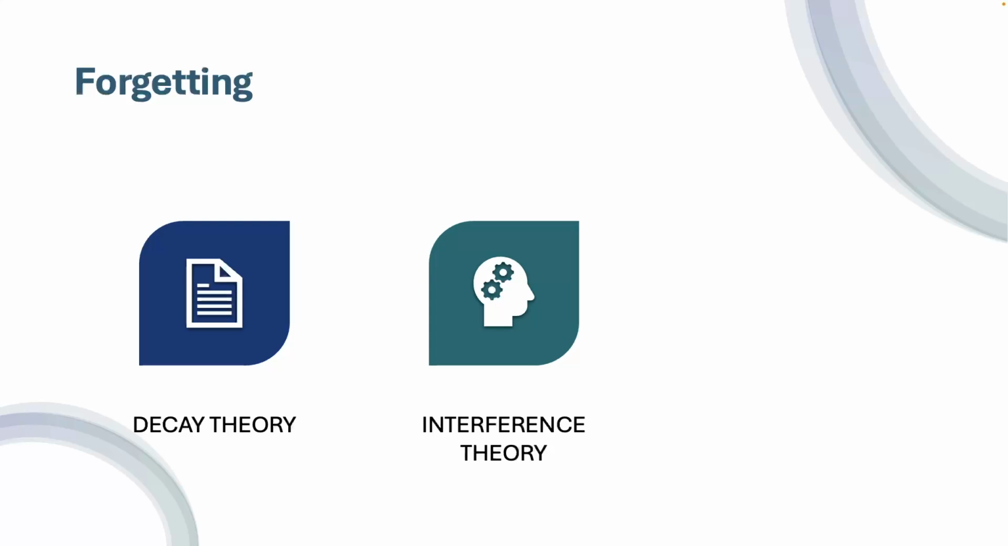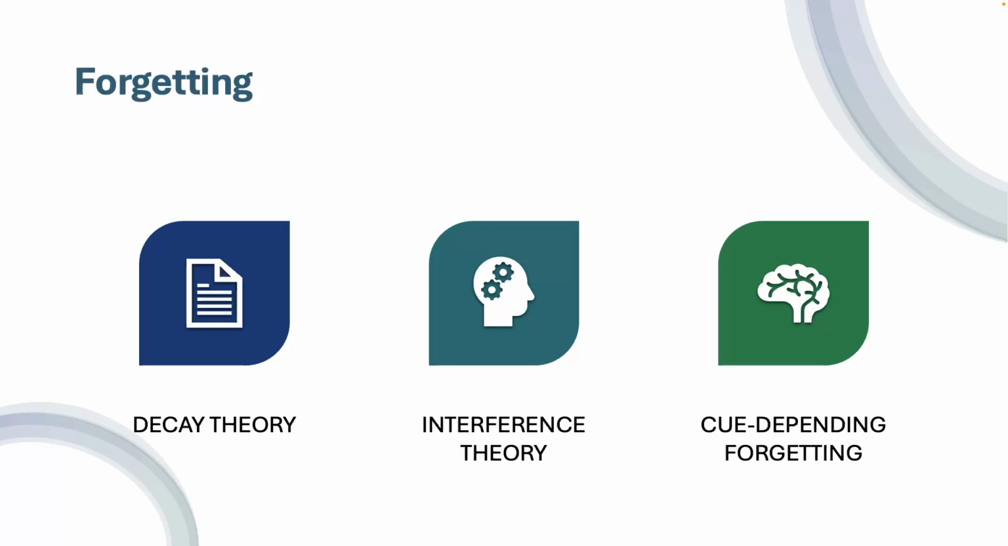Interference theory suggests that new information can interfere with the retrieval of older information, sometimes known as retroactive interference, or conversely, older information can interfere with the retrieval of new information. This is known as proactive interference. You also might have cue-dependent forgetting. This occurs when there is an absence of effective cues that can actually trigger the memory retrieval process.